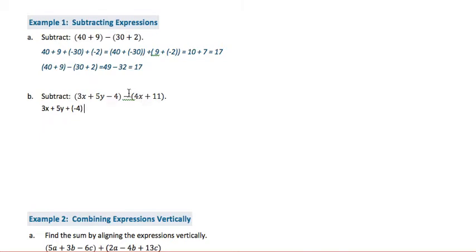Then we're going to change this to addition, but we'll have to take the opposite of each term inside the parentheses as well. So we're going to add, and 4x would be negative 4x, and the opposite of 11 would be negative 11.